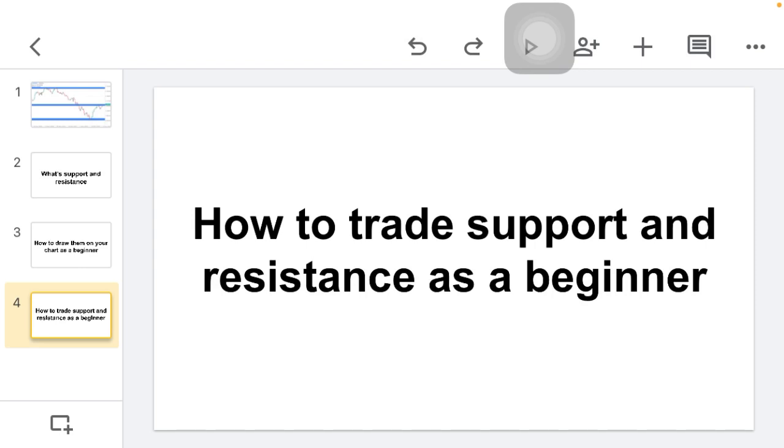Resistance is the seller's zone. They are resting there so that once the market starts collapsing, they will sell and they will profit on that collapse. All right, I hope you've gotten that number one concept of support and resistance.